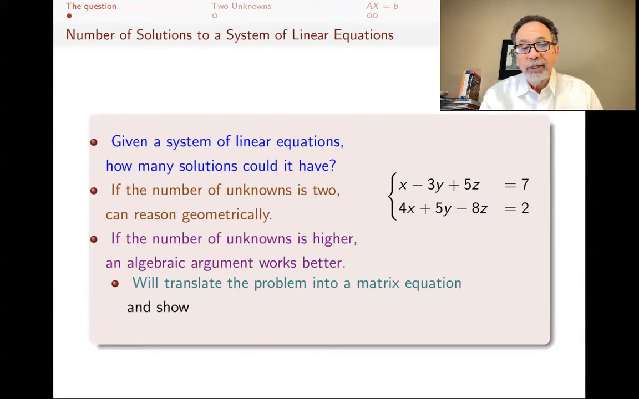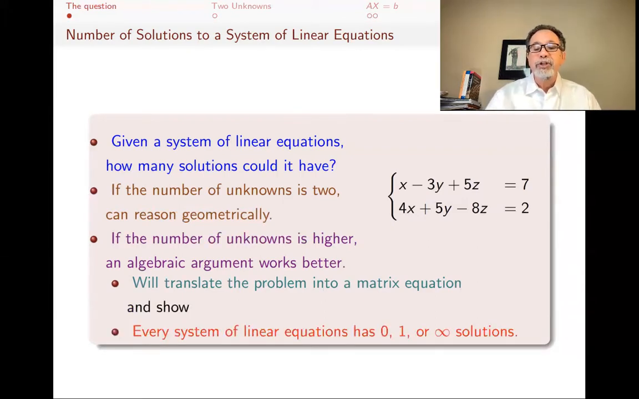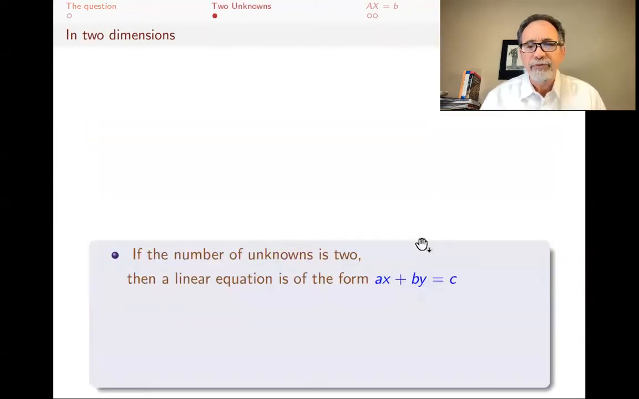What we will show is that every system of linear equations will have either 0, 1, or infinite number of solutions. It means that you can never write down a system of linear algebraic equations with 47 solutions, or 3 solutions, or 2 solutions. You will either have no solutions, one unique solution, or if you have more than that, it will be infinite. Okay, so let's think about the case of 2 dimensions.